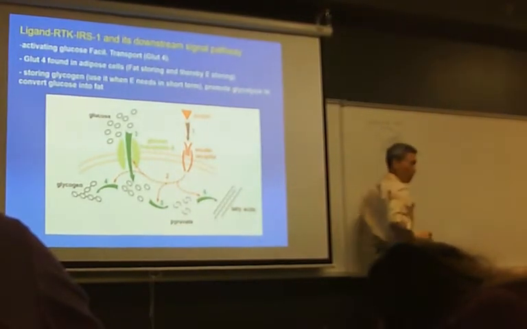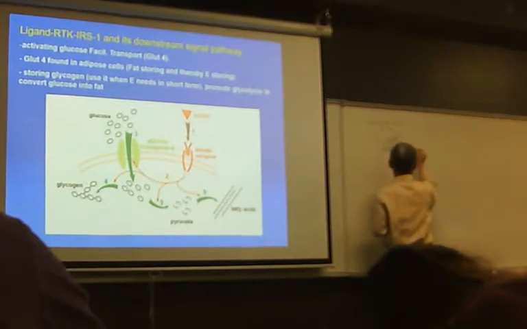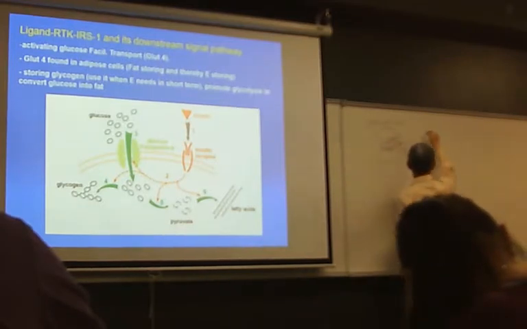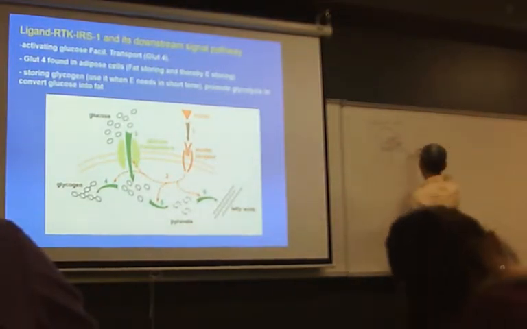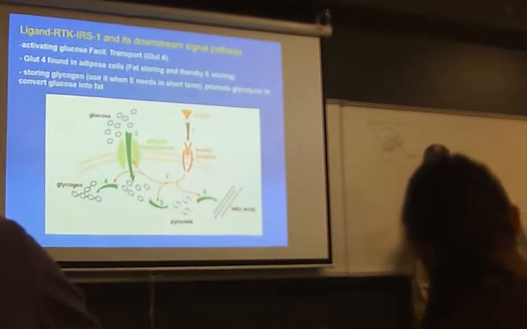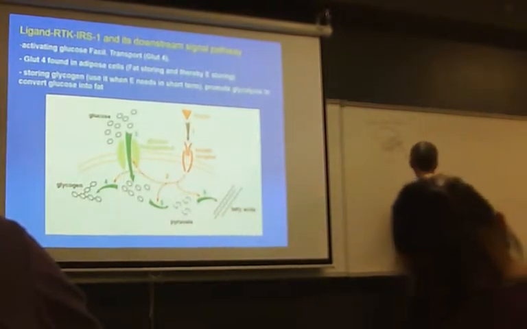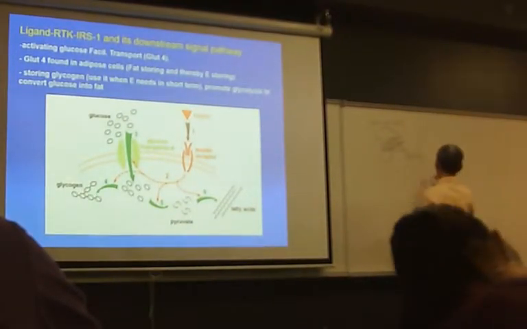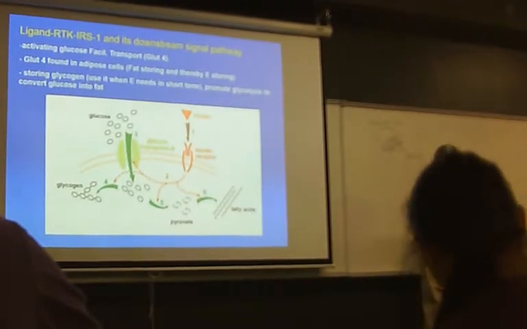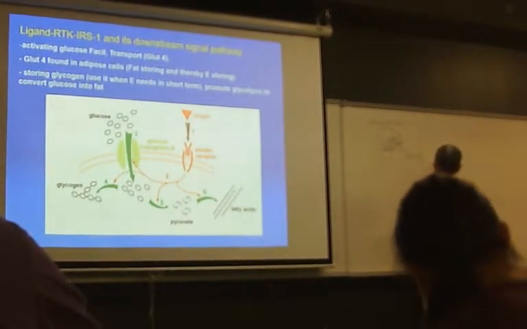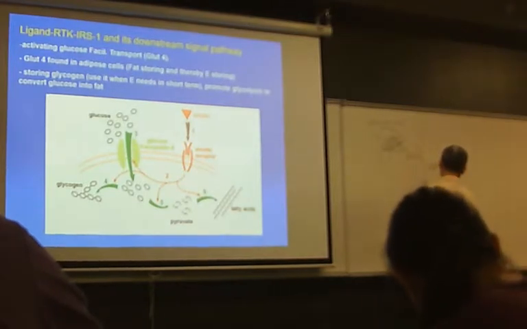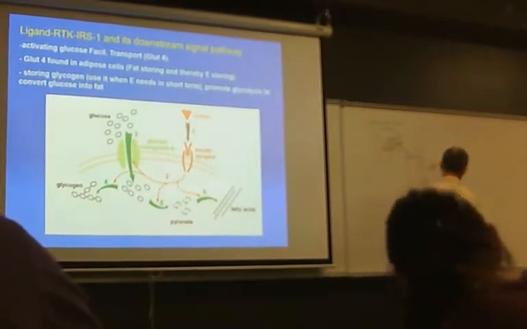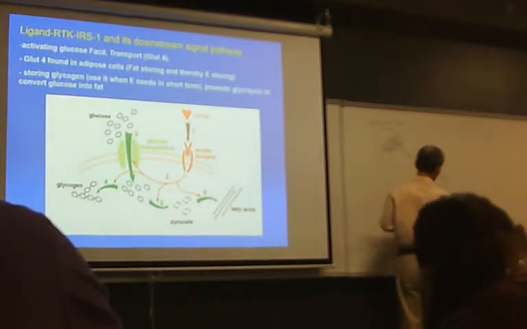It's secreted. And once insulin is secreted, it usually goes into the blood circuit and enters the bloodstream. And then it will find its target. One of the targets is the liver cell. And then the insulin binds the insulin receptor. And another target is the adipose cell. What is an adipose cell? Fat cell. So you have it here.